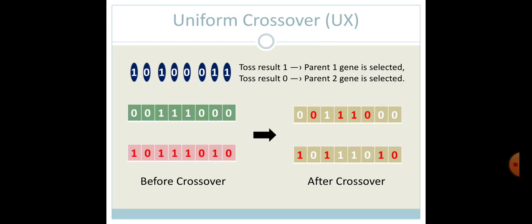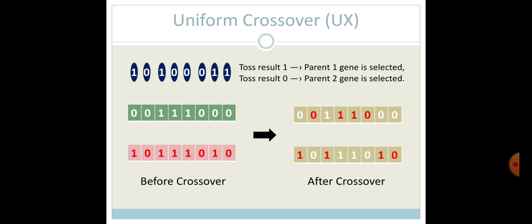Now the uniform crossover, abbreviated as UX. Here basically a toss is done. If the result of the toss is 1, then parent 1 gene is selected. If the toss result is 0, parent 2 gene is selected. How many times do we have to do the tossing? Based on the length of the chromosome. Here the length of the chromosome is 8, so we have to do 8 tosses. And in these 8 tosses, suppose the result is 1 0 1 0 0 0 1 1.